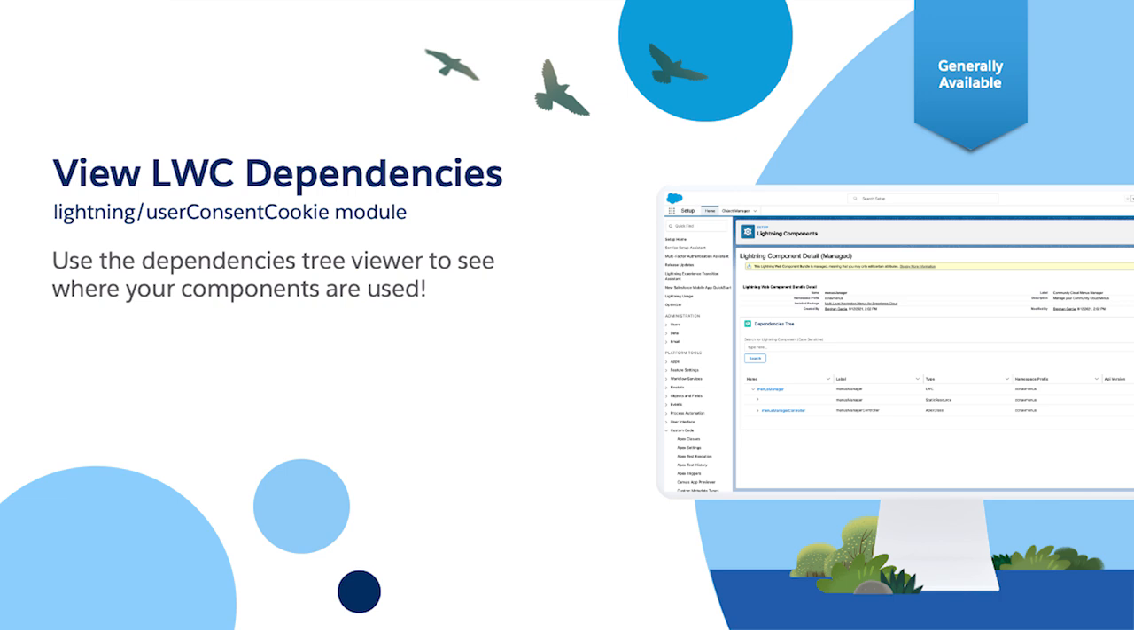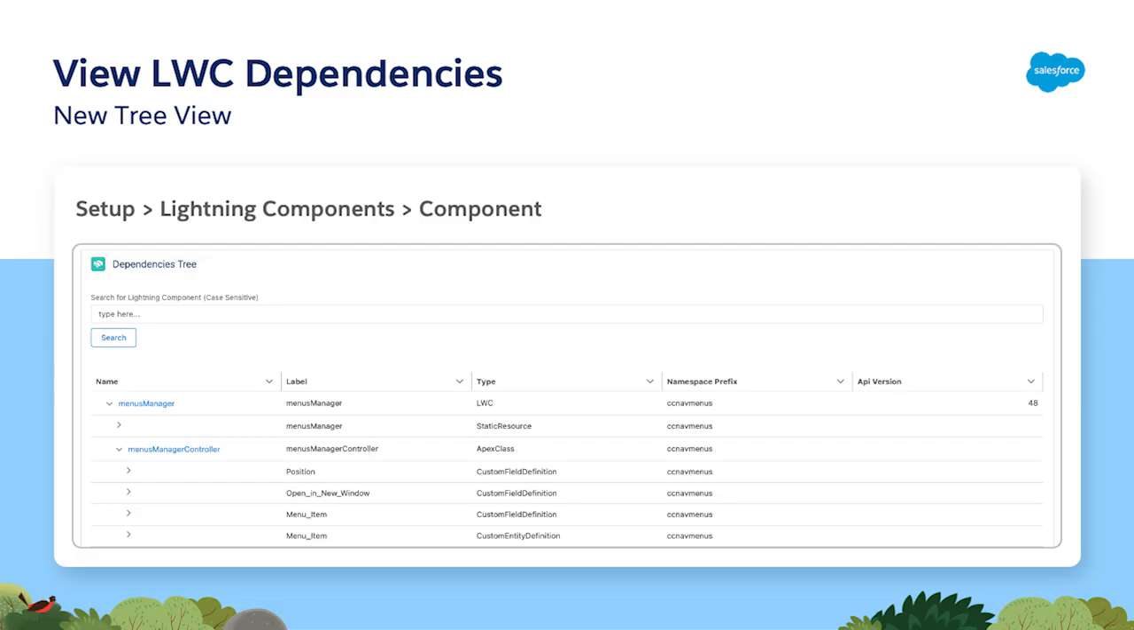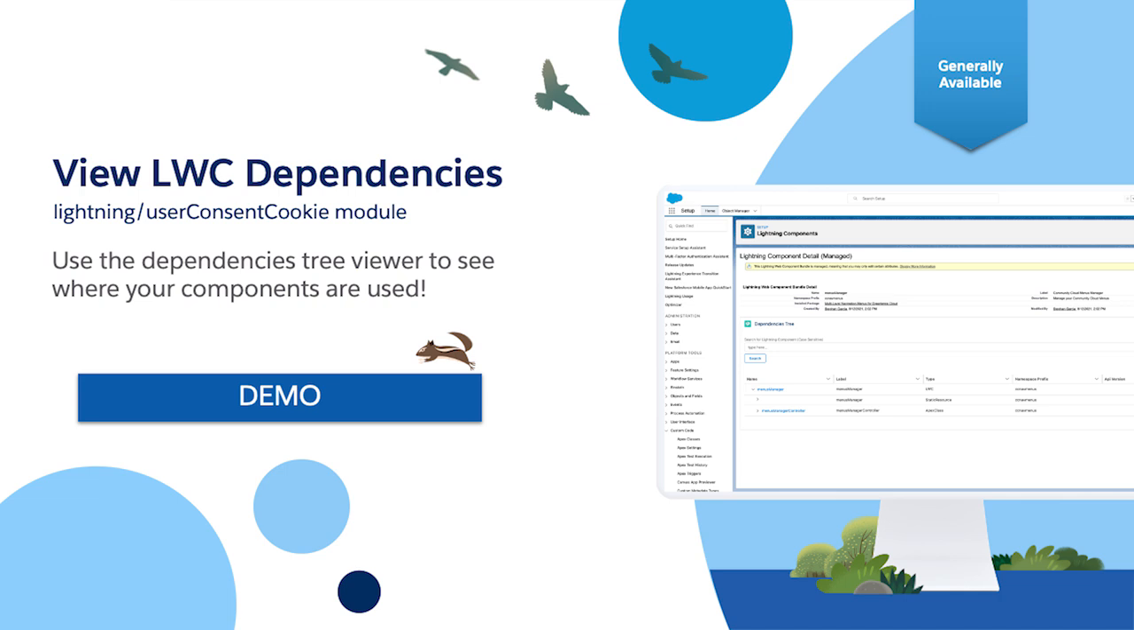I'm very excited to tell you that you can now view your Lightning Web Component dependencies right from setup. It will help you uncover which components your bundles rely on. You can access dependencies right inside of setup, where there is a new UI for browsing the component relationships. So let's go ahead and pop into our org and check out one of the components.